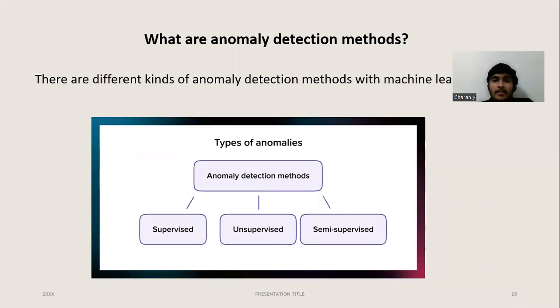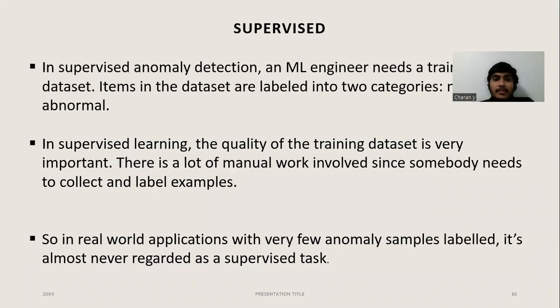What are anomaly detection methods? There are three types of anomaly detection methods. They are supervised, unsupervised, and semi-supervised. The first one is supervised. In supervised anomaly detection, an ML engineer needs a training dataset. Items in the dataset are labeled into two categories: normal and abnormal.